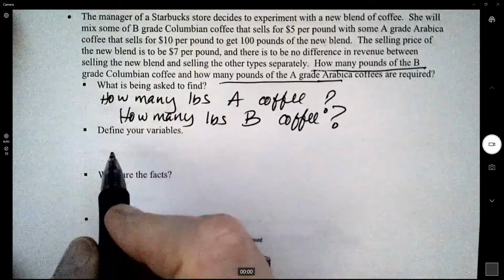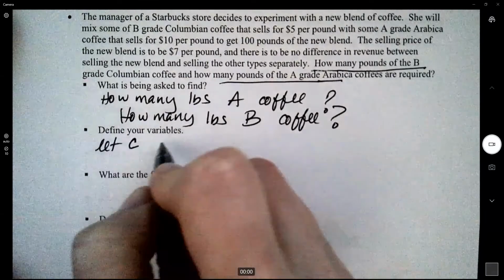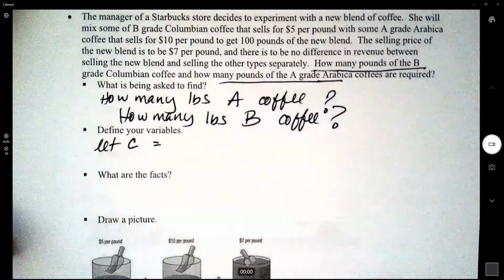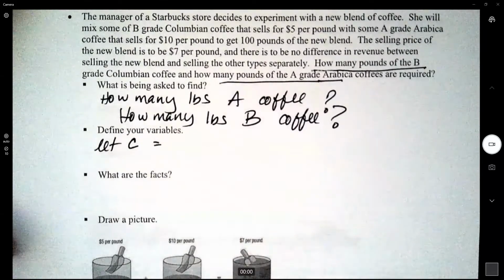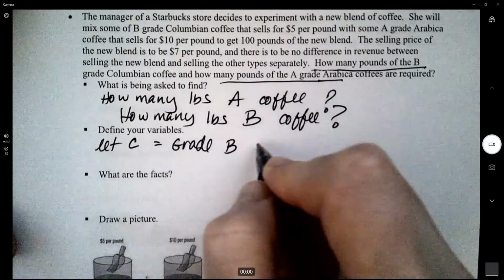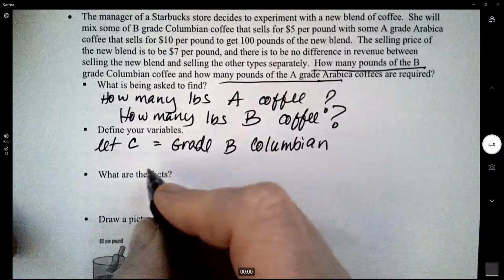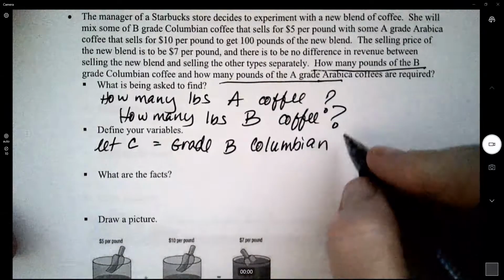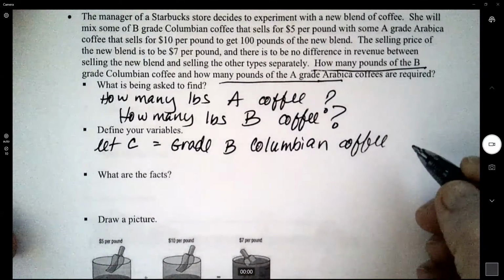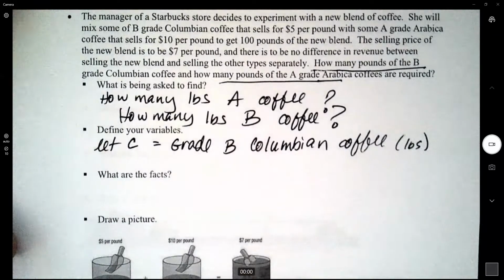In this case, let's let C equal the Colombian coffee, or in this case, I guess we could have said B for grade B. That would have worked too. Let's let C equal the grade B Colombian coffee. Again, it doesn't matter, I could have started with A as well. So we're looking for how many pounds of that brand of coffee.